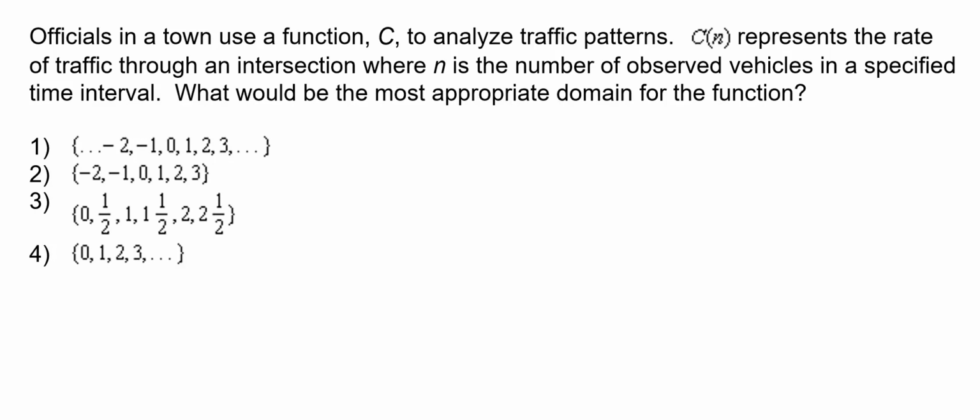Officials in a town use a function c to analyze traffic patterns. C of n represents the rate of traffic through an intersection, where n is the number of observed vehicles in a specified time interval. What would be the most appropriate domain for the function?